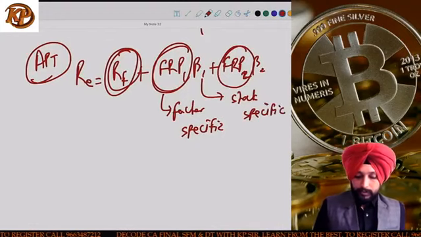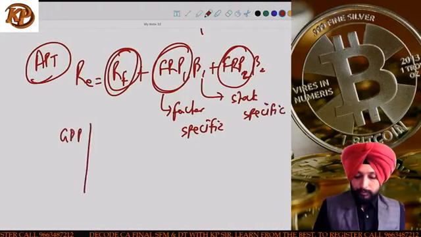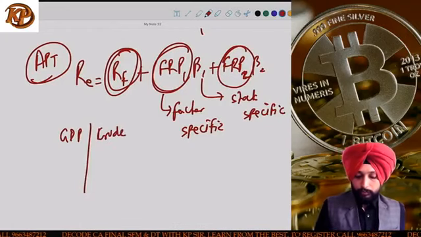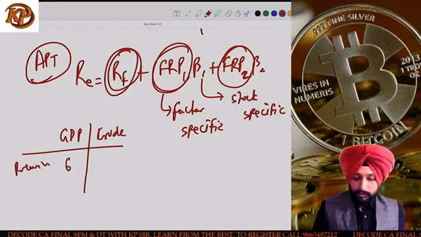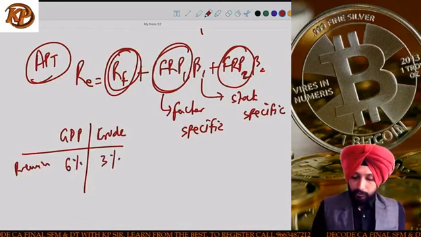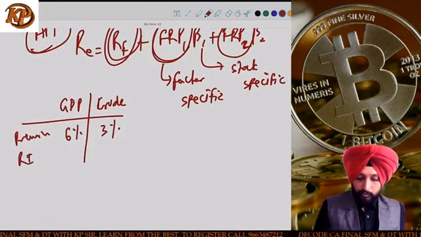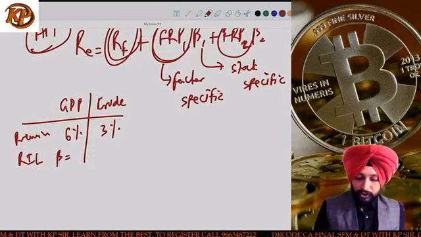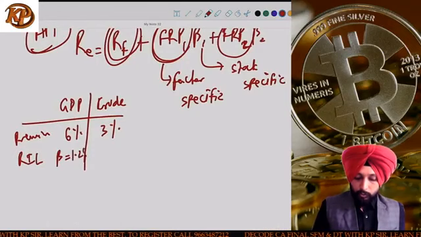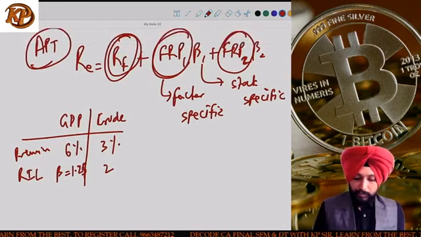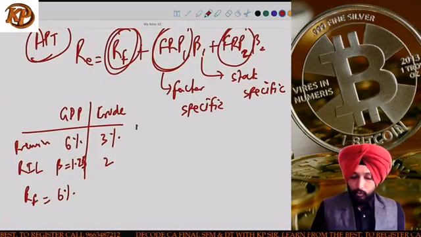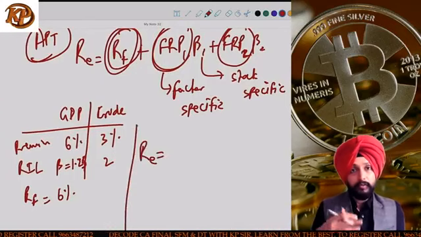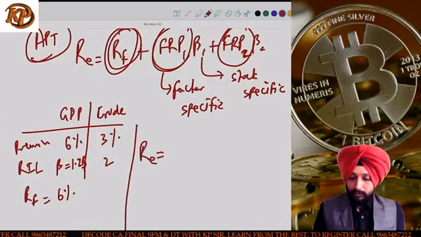Okay, suppose we have two factors, GDP and crude, and the premium is given as 6%, 3%. We are talking about Reliance. Reliance's beta to GDP is 1.25 and to crude is 2 times, and RF is given as 6%. Data is given like this. What is the expected return of Reliance as per APT?